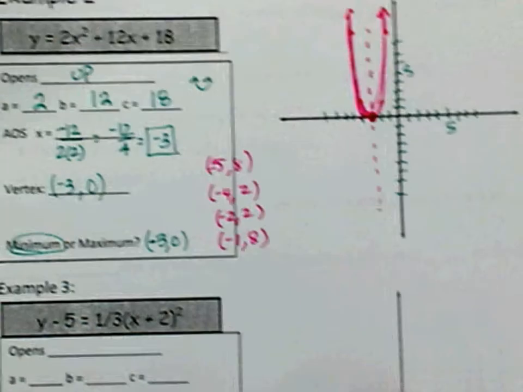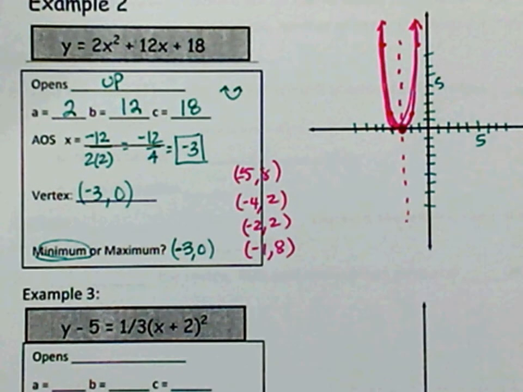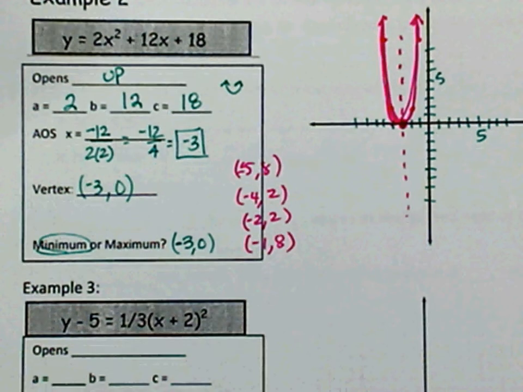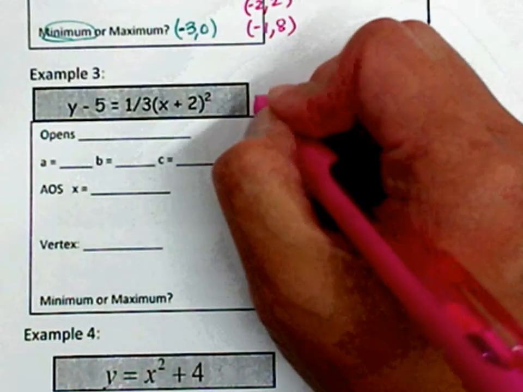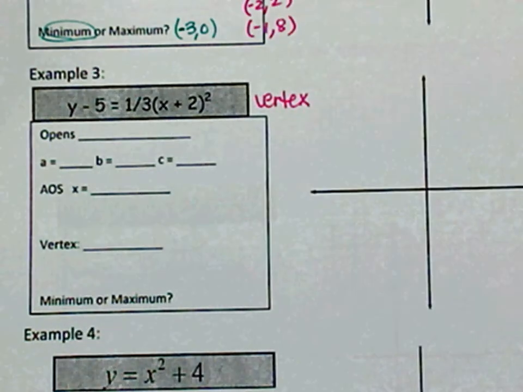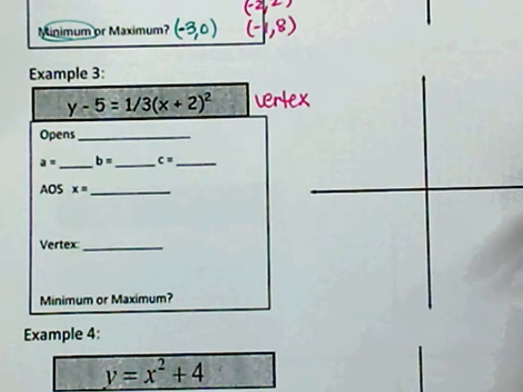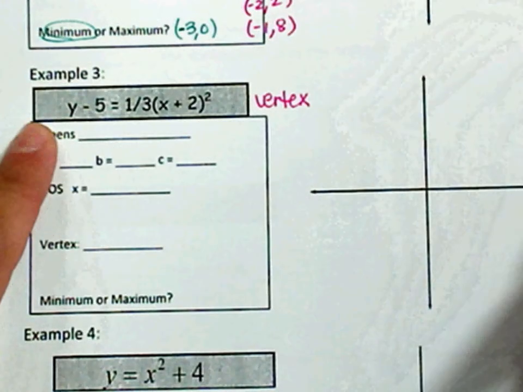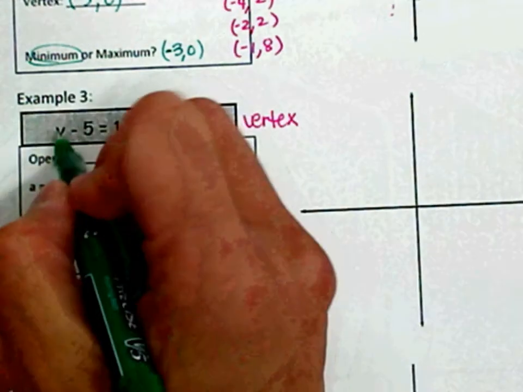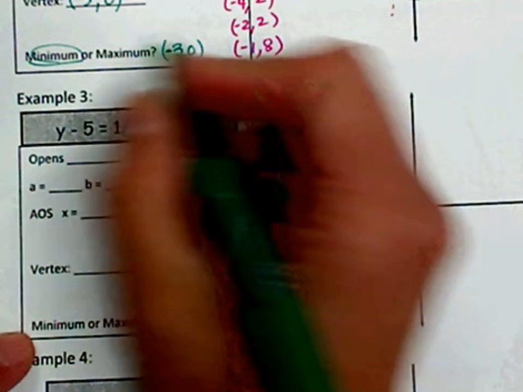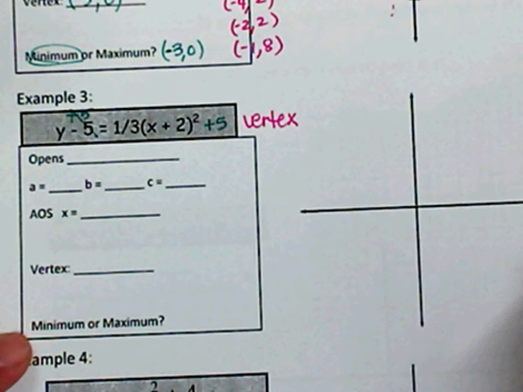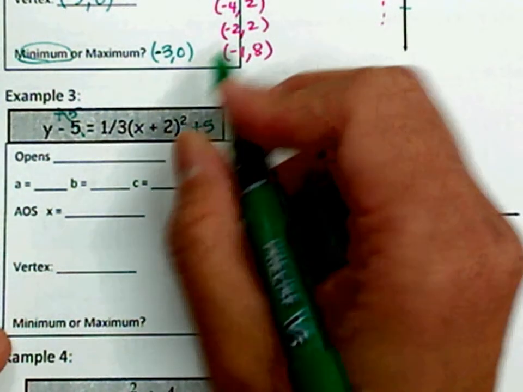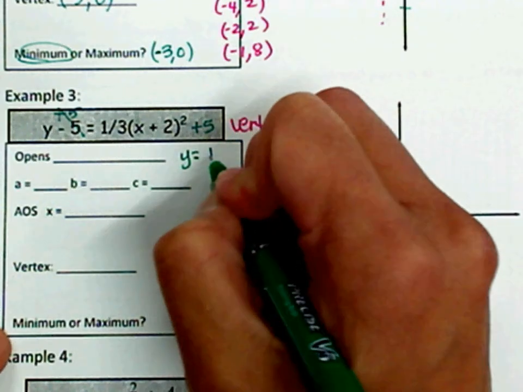Alrighty. Example 3. Now this is a standard form. Example 3 is a vertex form. Okay? So this is a vertex form. Alright, so here we go. Now before you start, you need to rewrite this equation. So y needs to be by itself. So how do you get y by itself? You add 5 to both sides. See how that cancels out? So now you have, let me write it right here, y equals 1/3 (x plus 2) squared plus 5.